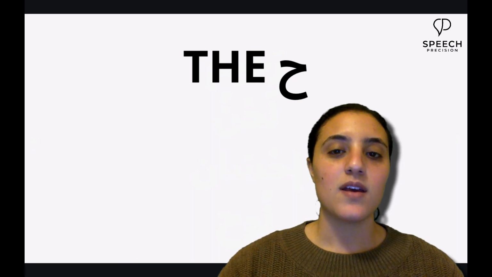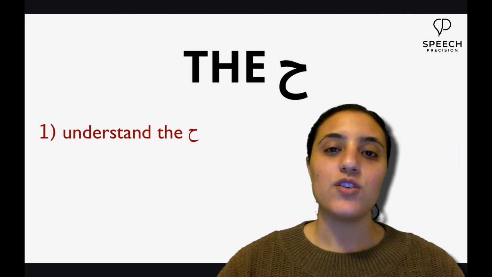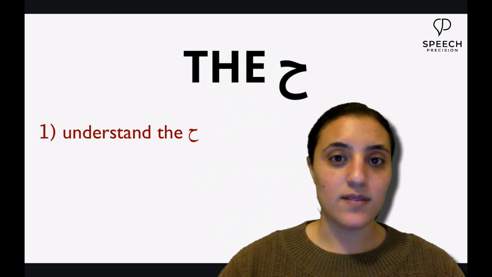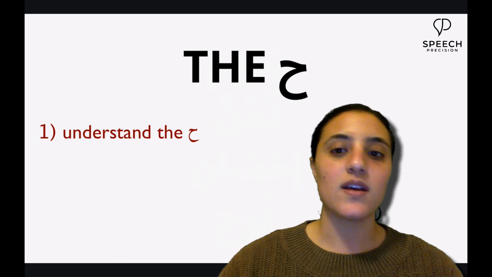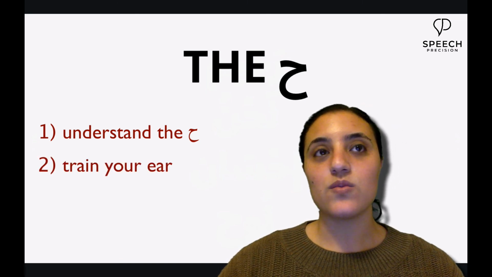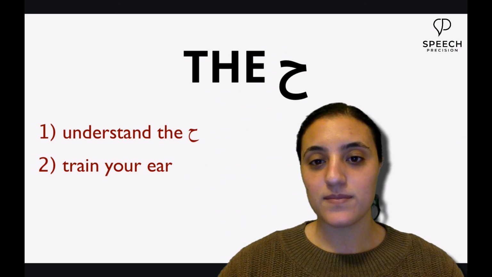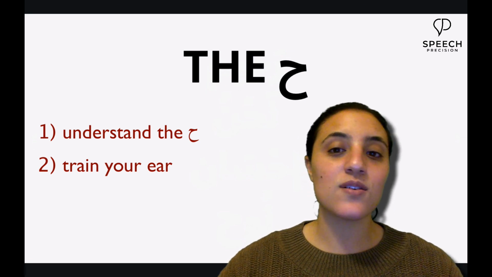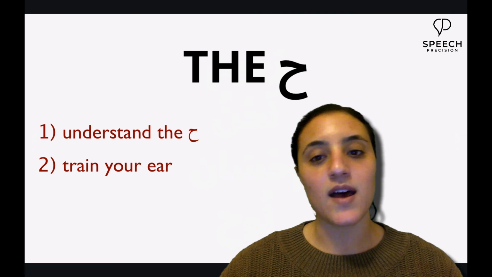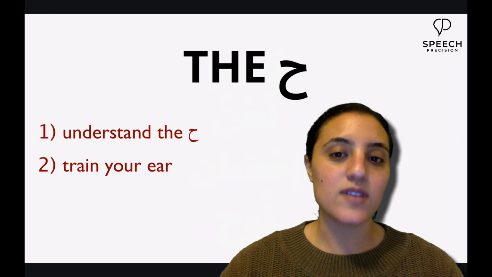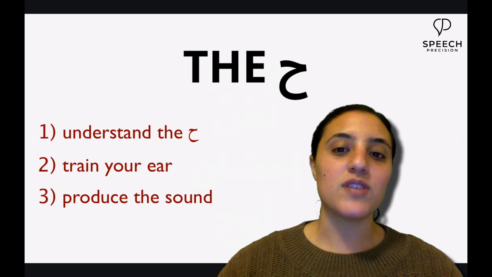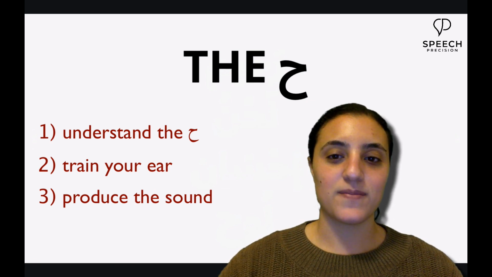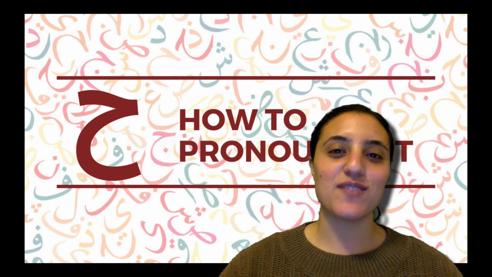If the ha is a sound that's hard for you to make and you want to work on producing it correctly, make sure that number one, you first understand the ha. So you understand where it comes from, what its characteristics should be like. Then you want to start to train your ear. Okay, so you need to be able to hear the difference between a ha and a ha, or a ha and any other sound. Then number three is when you start to work on the production of that ha sound. And that's it for our discussion of the ha.